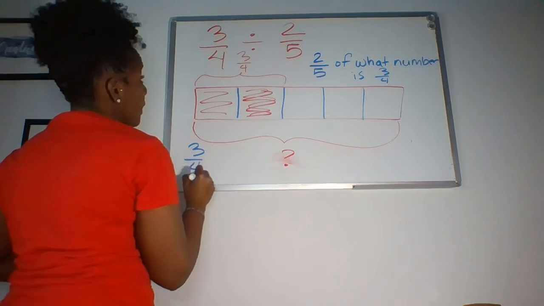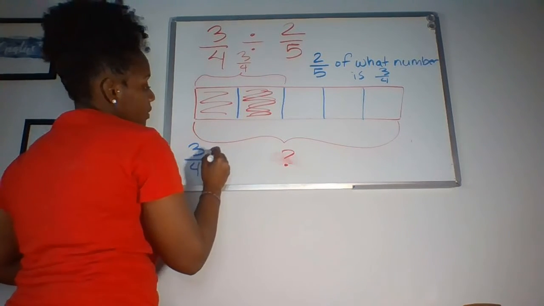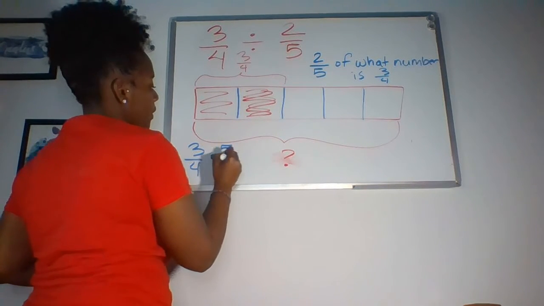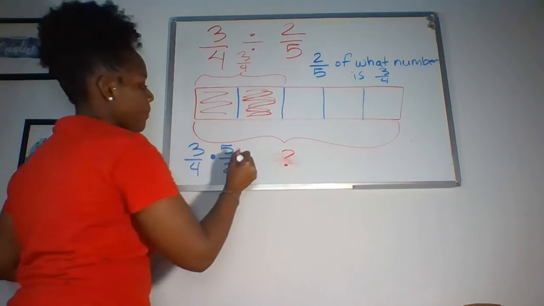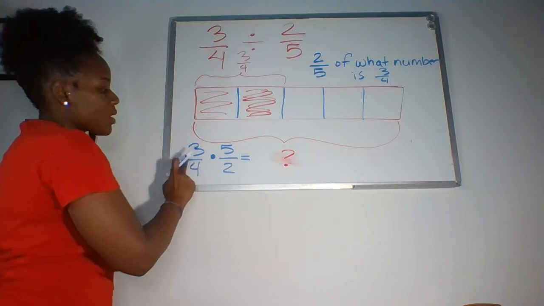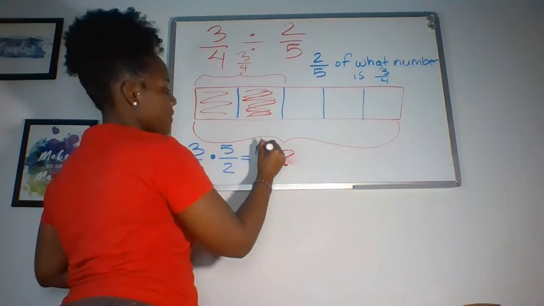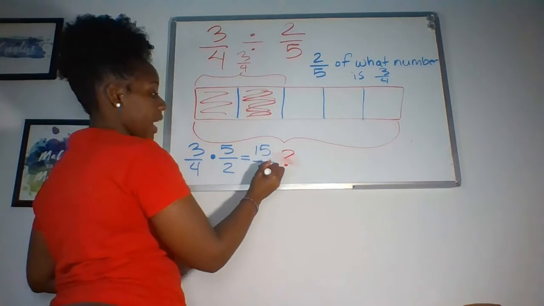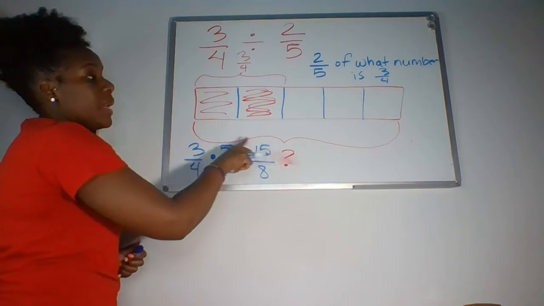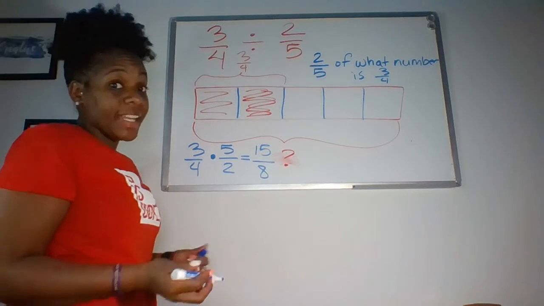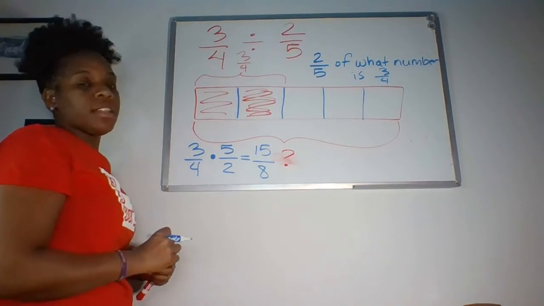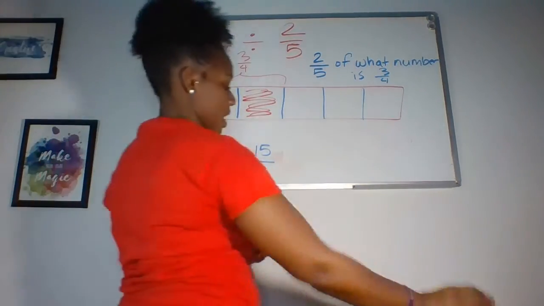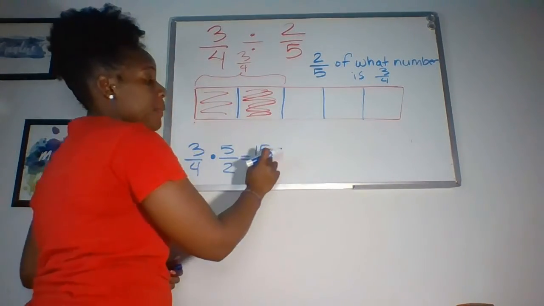We would say 3/4 times the inverse or the reciprocal of 2/5, which is 5/2, okay? Then we multiply numerator by numerator, which gives us 15. Then we do denominator by denominator, which gives us 8, okay? Now this is an improper fraction. We could leave it like that if the answer choices are in the form of an improper fraction, or we can take this out of the improper fraction form and make it into a mixed number.